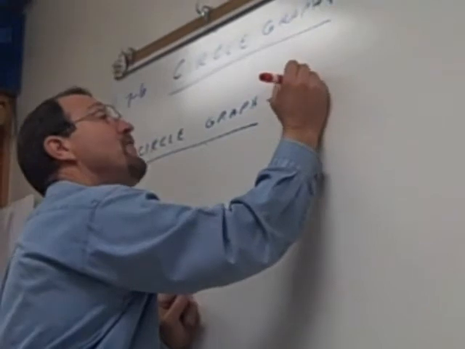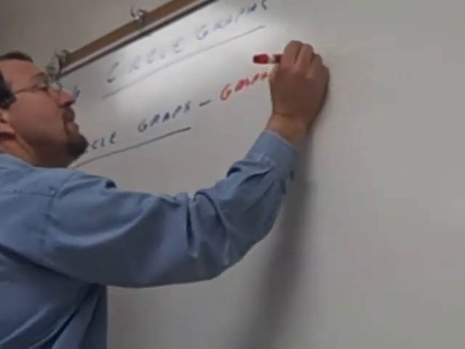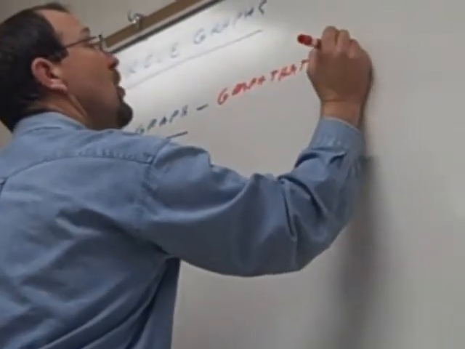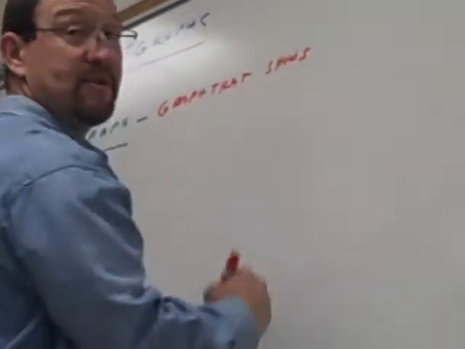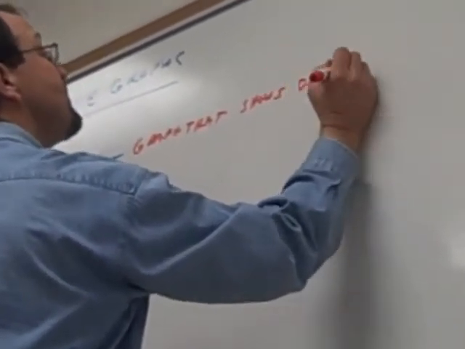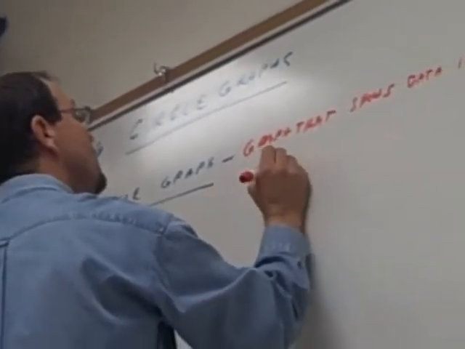A graph that's in the circle. A graph that what? Represents data in a circle. Shows, I used a shorter word because of writing notes. Represents is a good word, but I'm going to use shows data in circle form.